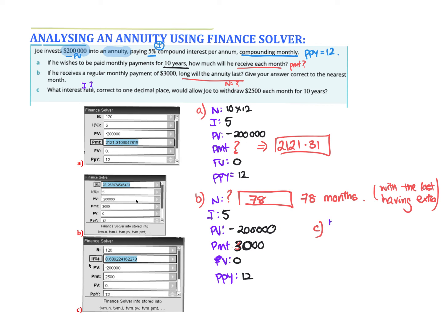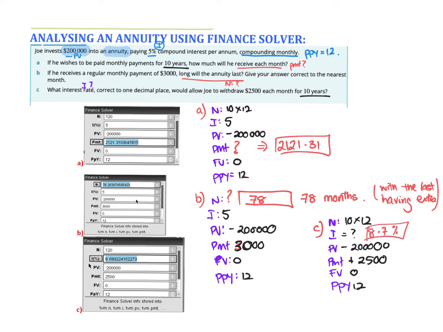Okay, so when you write them all out, sorry, NI, PV, payment, FV, and PPY. When you write them all out, make sure you've got a question mark on that one. Okay, he's going to do 10 years up there, so 10 times 12, still investing 200,000. Then his payments are going to be positive 2,500, and he's still going to zero it off, and PPY is 12. When you did that, it said to one decimal place, so we saw that it was 8.7% is what he would need to get if that scenario was happening.